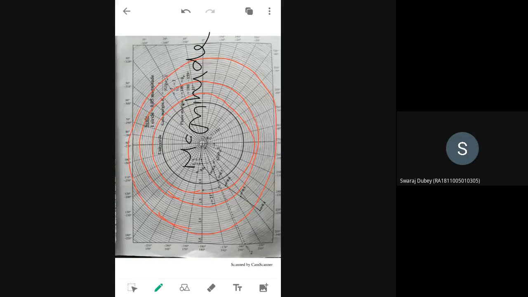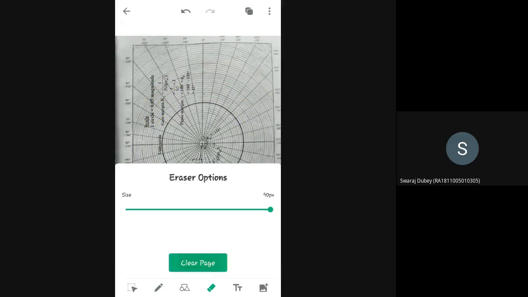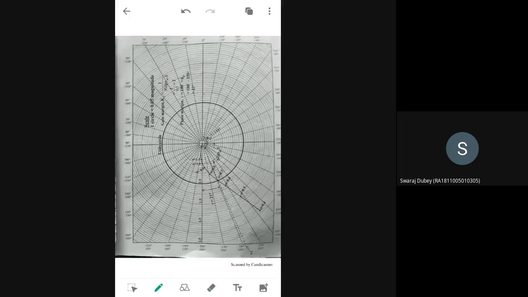Next, there are some radial lines, as you can see, branching out. This is one radial line, this is one radial line. All over you have radial lines extending from the center. So they will be representing your phase angle.